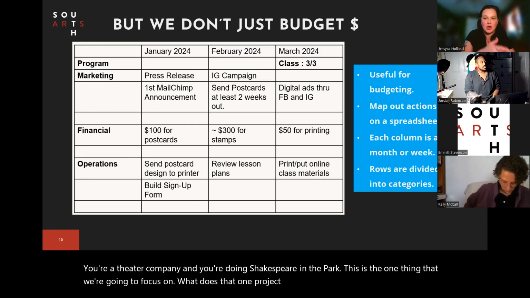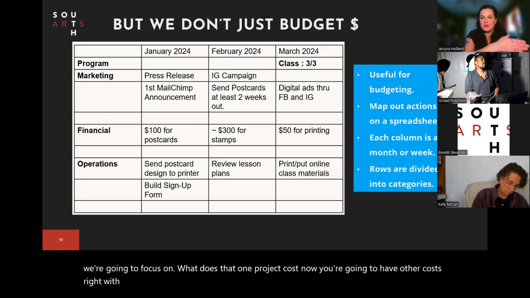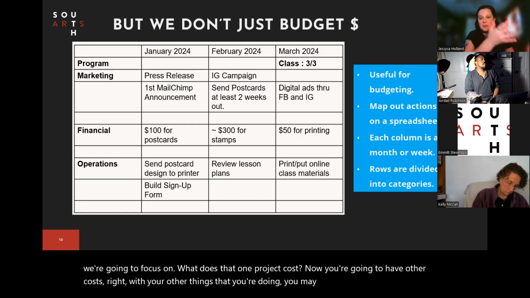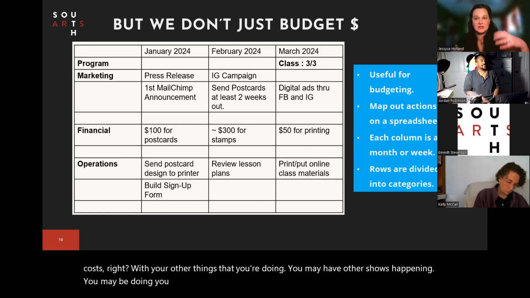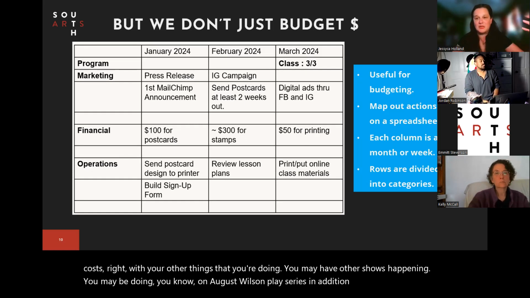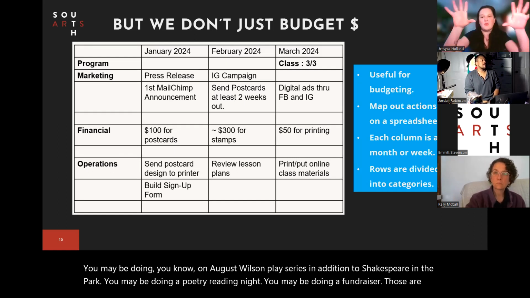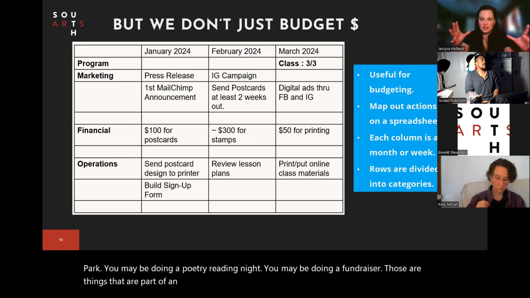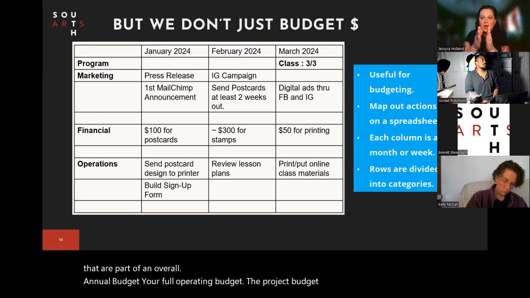Now you're going to have other costs with your other things that you're doing. You may have other shows happening. You may be doing an August Wilson play series in addition to Shakespeare in the Park, you may be doing a poetry reading night. You may be doing a fundraiser. Those are things that are part of an overall annual budget, your full operating budget. The project budget is going to hone in on just a cross section of that.